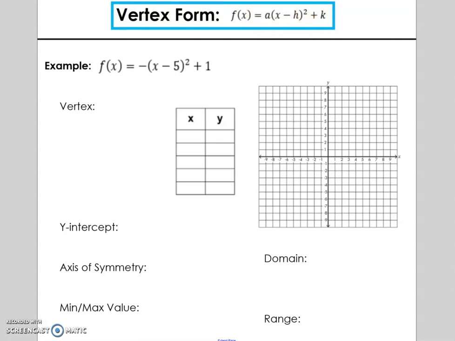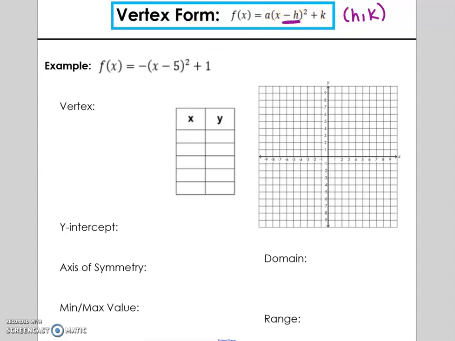Now, vertex form is actually very easy to find the vertex. That's why it's called vertex form. The vertex in vertex form will always be (h, k). Notice what's inside. We have x minus h, so it will always be the opposite of the value that's inside, so the opposite sign, and then exactly what's outside.